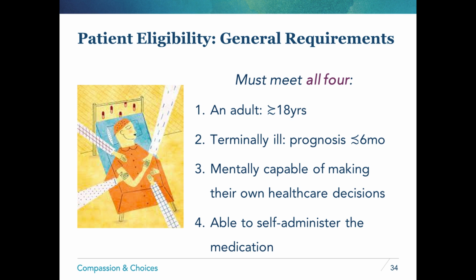Must be an adult, so you have to be 18 or older. 2 physicians, 2 providers, I should say, have to certify that the patient has a prognosis of 6 months or less. The patient has to have the capacity to be able to make decisions on their own, and the patient has to be able to self-administer.